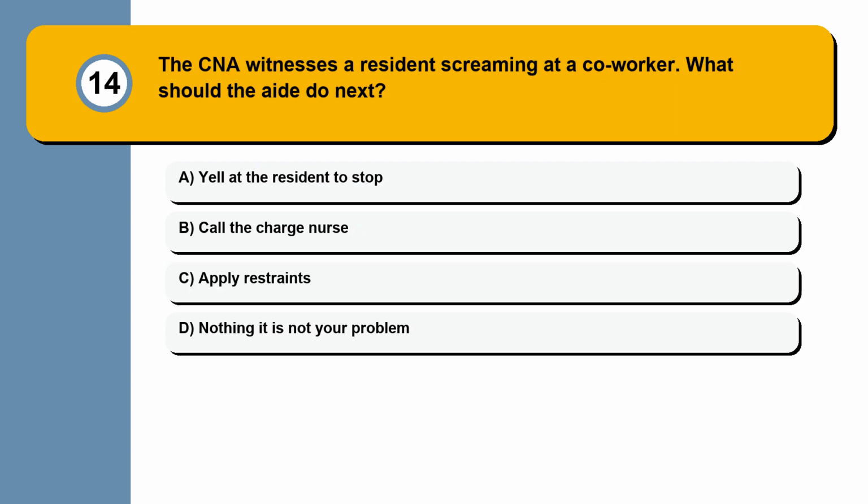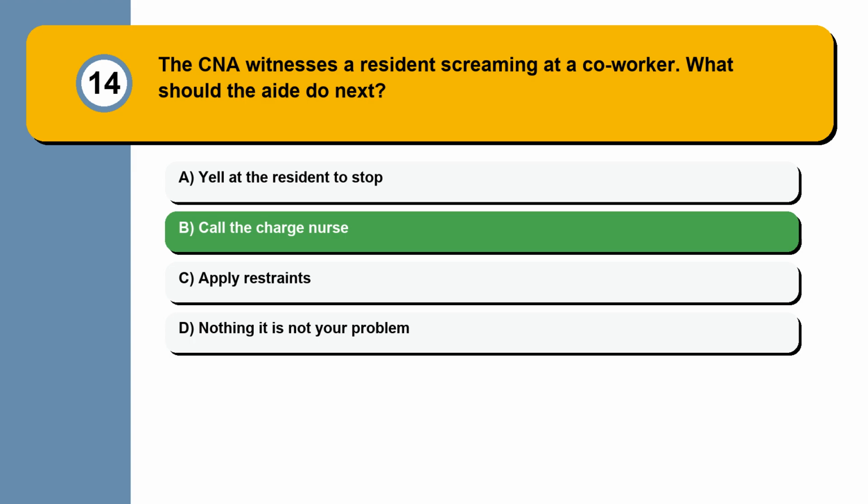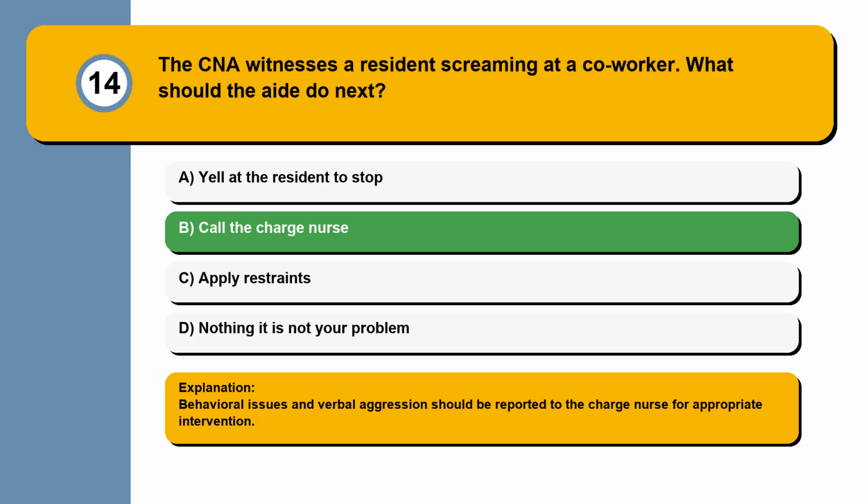Question 14. The CNA witnesses a resident screaming at a coworker. What should the aide do next? Yell at the resident to stop. Call the charge nurse. Apply restraints. Nothing, it is not your problem. Behavioral issues and verbal aggression should be reported to the charge nurse for appropriate intervention.